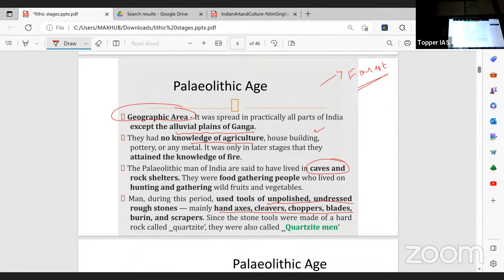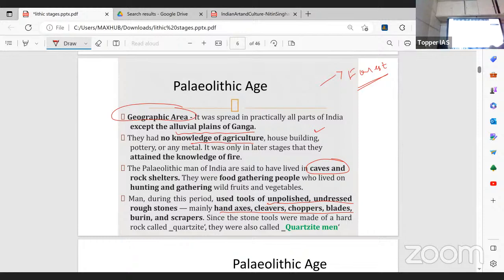So they stayed in caves, and the stone tools were also rough. Large in size, unpolished. Hand axes, cleavers and choppers were used. They were made of quartzite, so they are also called quartzite men.